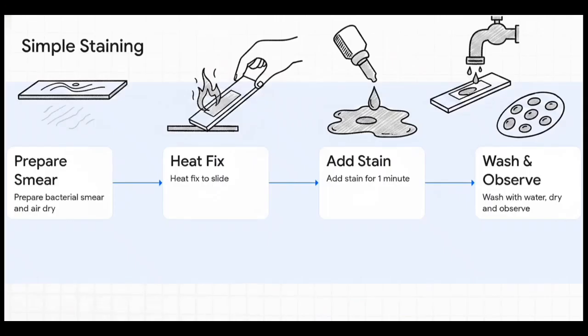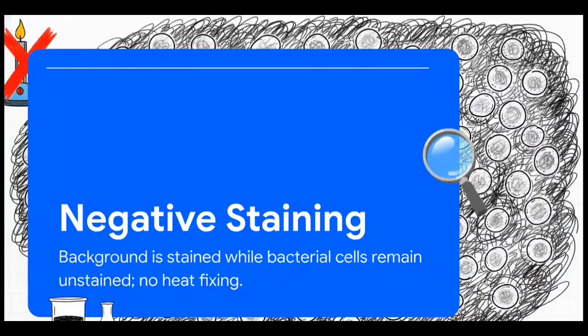The whole process is incredibly fast. You prep a thin smear, let it air dry, and here's the crucial part. You heat fix it. You're literally baking the bacteria onto the glass so they can't escape. Give it a 1-minute stain, a quick rinse, and you're ready for the microscope. But wait, what if applying that heat damages the exact evidence you're trying to examine?